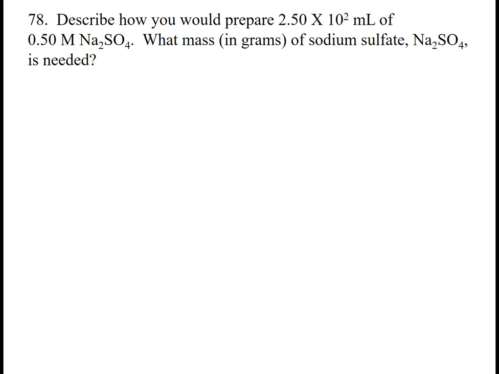Again, we're going to start out the same way. A milliliter is a unit of volume, so I have volume, which is 2.50 times 10 to the second milliliters. I have a capital M here, so that's molarity, 0.50 molar sodium sulfate. It wants to know what is the mass in grams of that sodium sulfate.